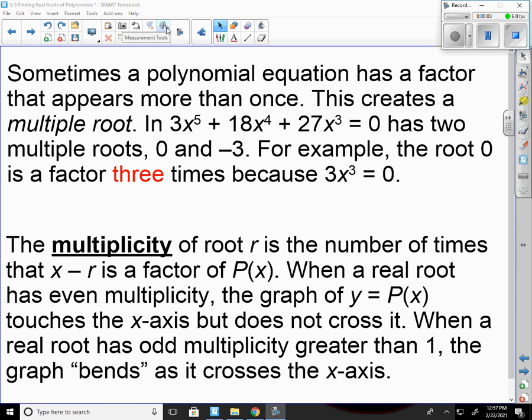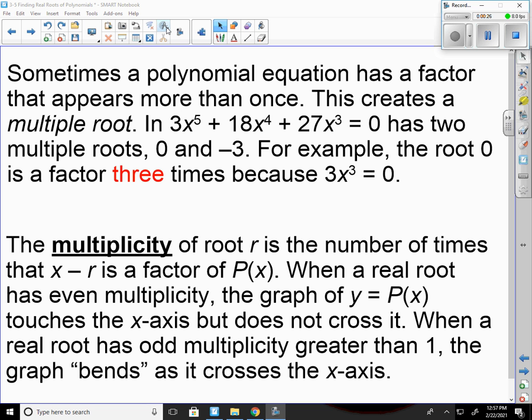Okay, so today we're going to pick up where we left off last time. Now we're looking at the multiplicity of roots. Sometimes a polynomial equation has a factor that appears more than once. This creates a multiple root. In 3x to the fifth plus 18x to the fourth plus 27x to the third equals 0, there are two multiple roots, 0 and negative 3.